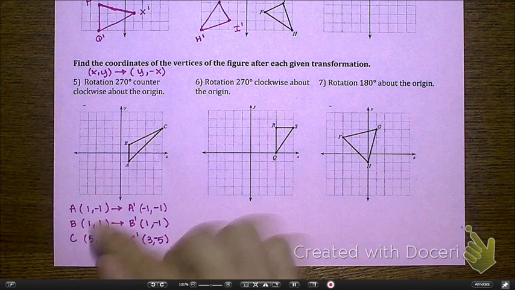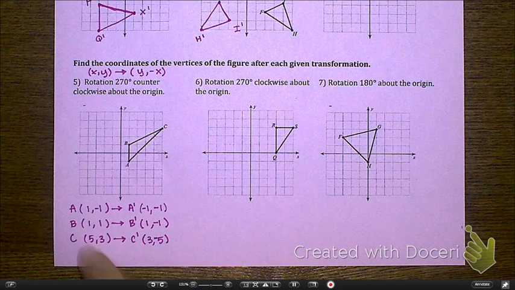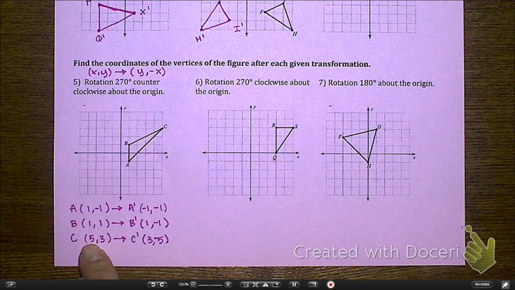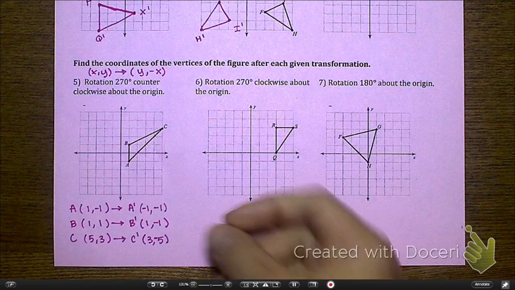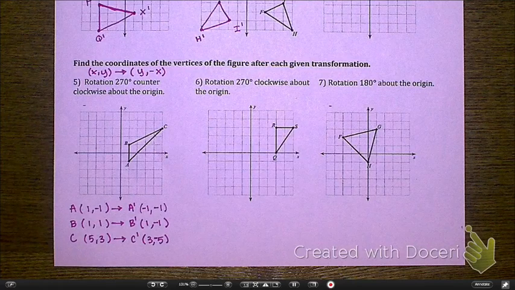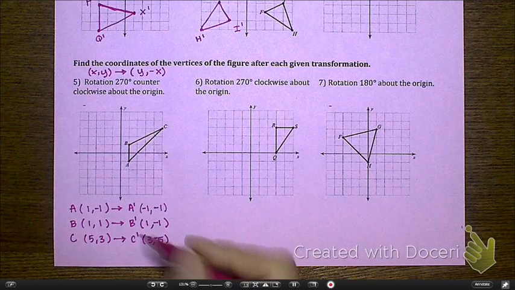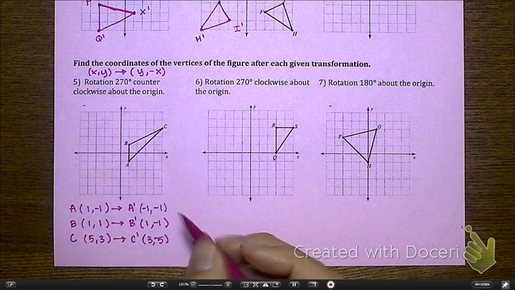Now, if any of these numbers had originally been negative, like say this was a -5 to start with, what's the opposite of a -5? Positive. So in this case, they all change to negatives, but sometimes if you start with a negative, it will then just change to the opposite. Does that make sense?